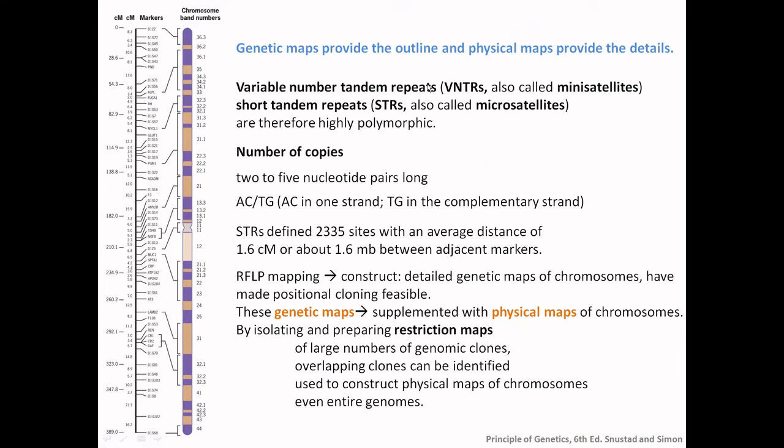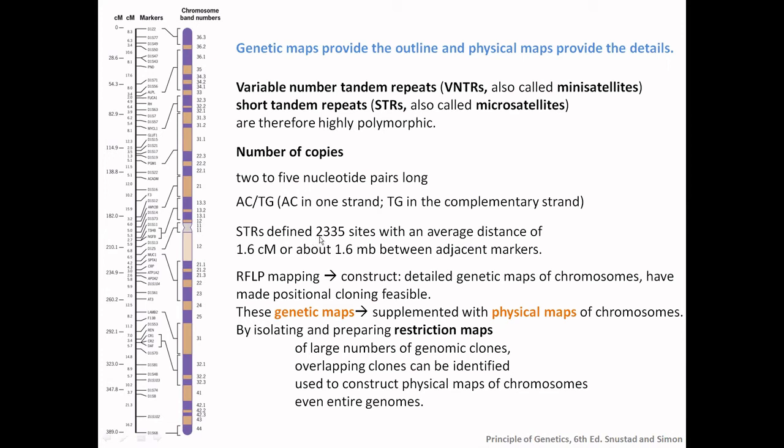So variable number tandem repeats are also called minisatellites. Short tandem repeats, STRs, are the microsatellites. So variable number tandem repeats are the minisatellites, short tandem repeats are the microsatellites, and these are polymorphic, with a variable number of copies. These repeat units are 2 to 5 nucleotide pairs long, in VNTRs and STRs. So one unit is 2 to 5 nucleotides, like ACTG. This is on one strand, this is the complementary. So it is a 2 nucleotide length.